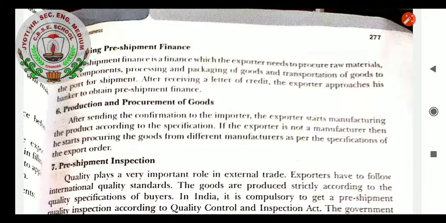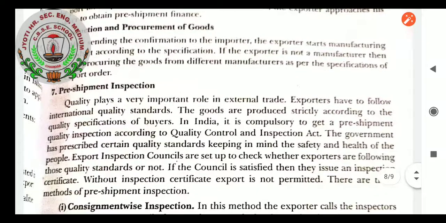Pre-shipment inspection, student. Quality plays a very important role in external trade. Exporters have to follow international quality standards. The goods are produced strictly according to the quality specification of buyers. In India, it is compulsory to get a pre-shipment quality inspection according to Quality Control and Inspection Act. The government has prescribed certain quality standards keeping in mind the safety and health of the people. Export inspection councils are set up to check whether exporters are following those quality standards or not. If the council is satisfied, then they issue an inspection certificate. Without inspection certificate, export is not permitted.